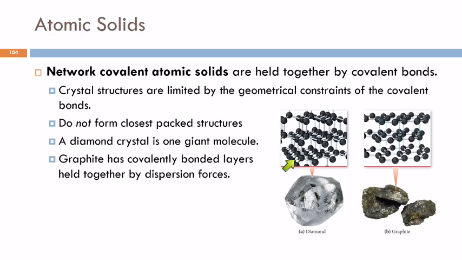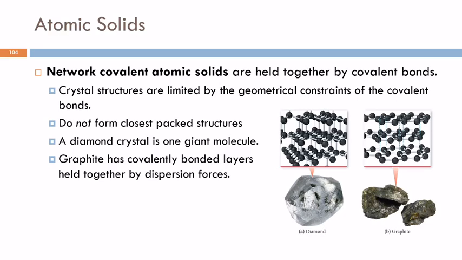So diamond is pure carbon, and graphite is pure carbon. And they are both covalent network solids, or network covalent solids. The difference is exactly how the bonding occurs. In graphite, we get these hexagonal rings of carbon, and they form layers. So we have a layer of carbon atoms that are covalently bonded to each other, and then we have another layer. The next layer is held to the first layer just by dispersion forces.